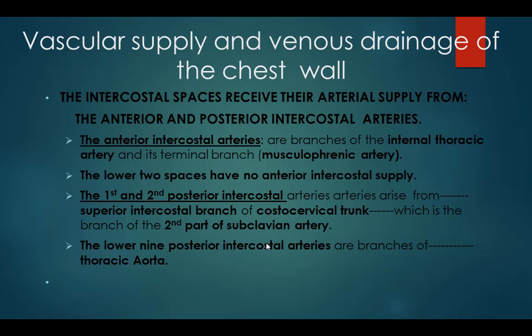Regarding the posterior intercostal, the lower 9 posterior intercostal spaces receive their blood supply from the thoracic aorta, but the first and second posterior intercostal arteries come from the superior intercostal branch of the costocervical trunk from the second part of the subclavian artery.